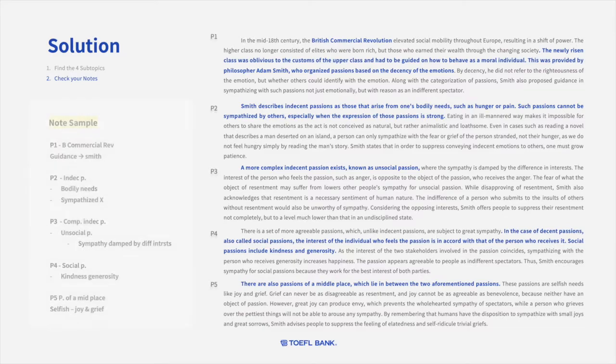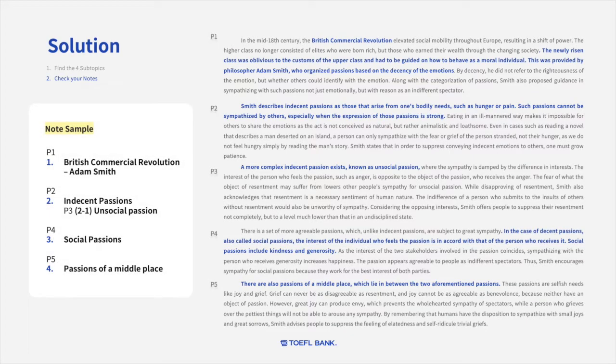Here's a sample note. Compare it to yours. Your notes can be more simple than this, but it should contain the same ideas. The parts in blue are the subtopics. Now, after you've found the 4 subtopics, the next step is to compare the answer choices and select the correct answer according to your notes and the passage.